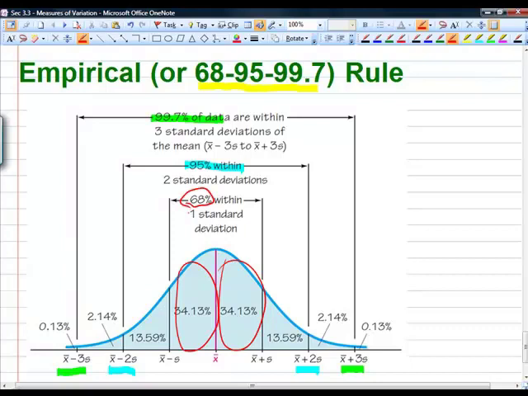This table is something that I would print out and keep handy as you're doing homework. It's got a lot of information in it, but do you see now why it's called the 68, 95, 99.7 rule? It's a good rule. Learn it, love it, live it. This wraps up section 3.3, and we will move on to section 3.4.